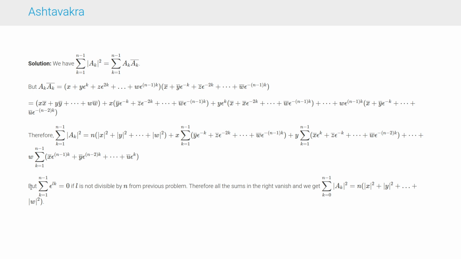Okay, but we know that sigma k is equal to 1 to n minus 1 epsilon to the power lk is equal to 0 if l is not divisible by n, from our previous problem. Therefore, all the sums on the right vanish and we get sigma k is equal to 1 to n minus 1 mod ak square is equal to n into mod x square plus mod y square up to mod w square.